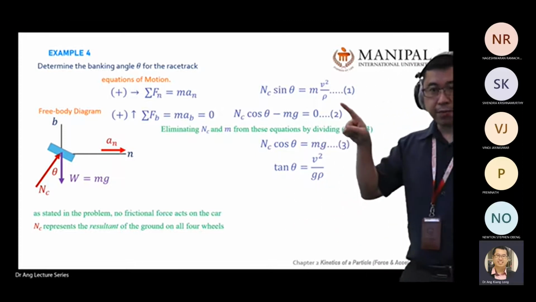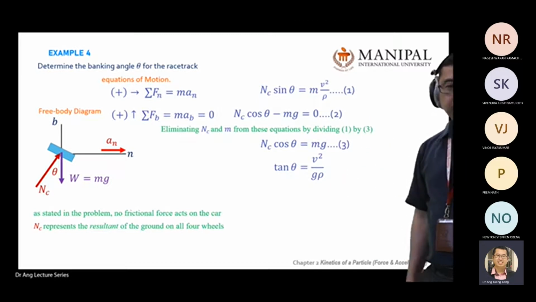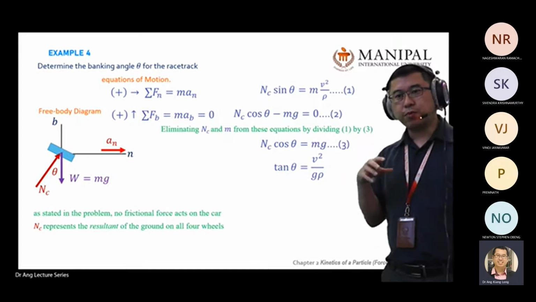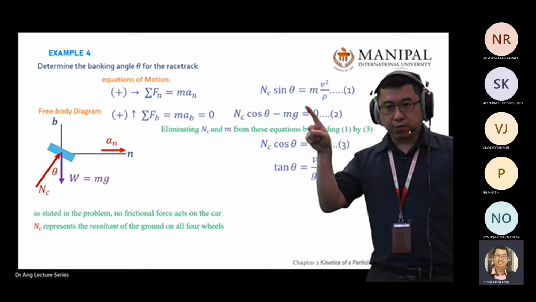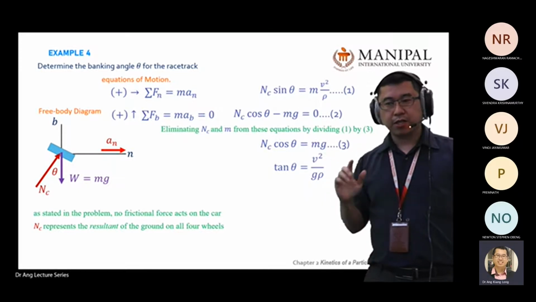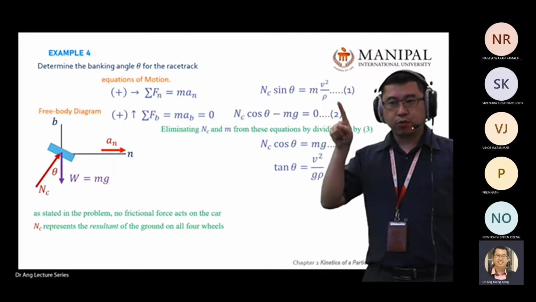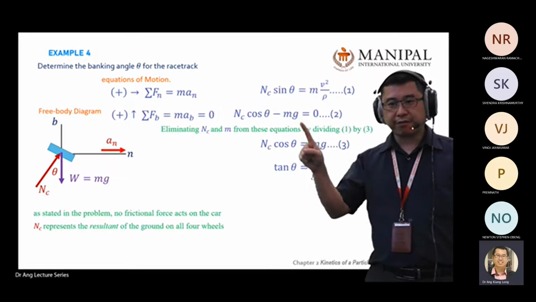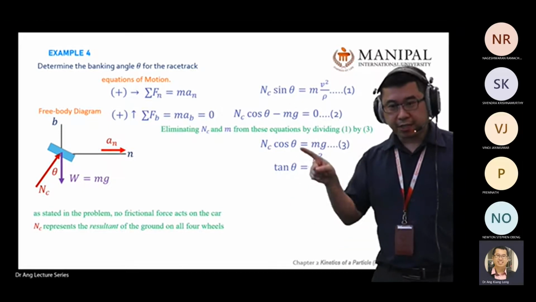Again, from here to here, you need to do more exercises, then you will know. Every time you see sine and cos, you automatically do division. Take this one divided by this one, sine over cos, you get tangent.